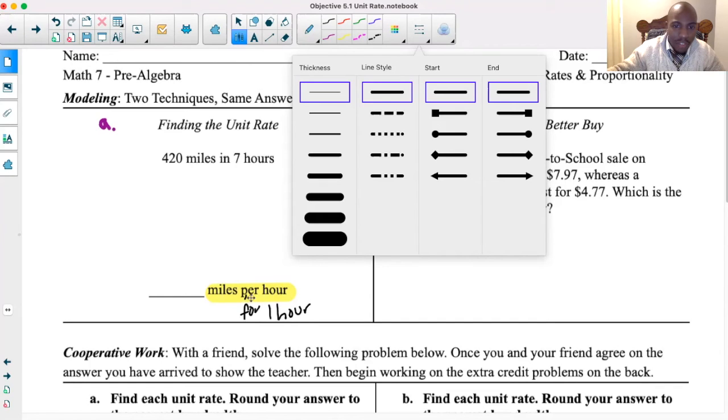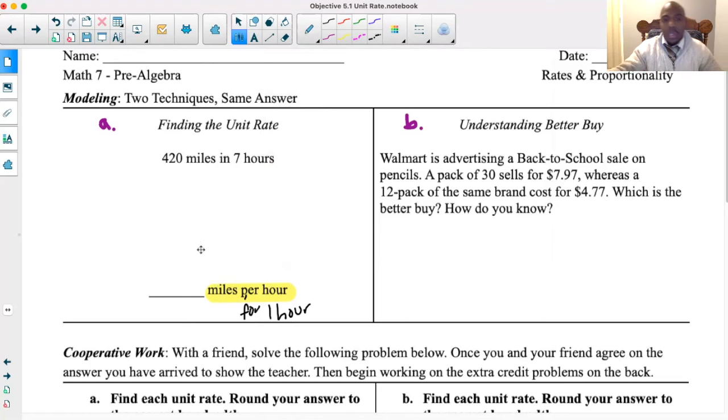So notice we need to find per hour. That means 1 hour. And that's a big deal here. We need to find for 1 hour. So how do we do that? Now I'm going to set it up to this.